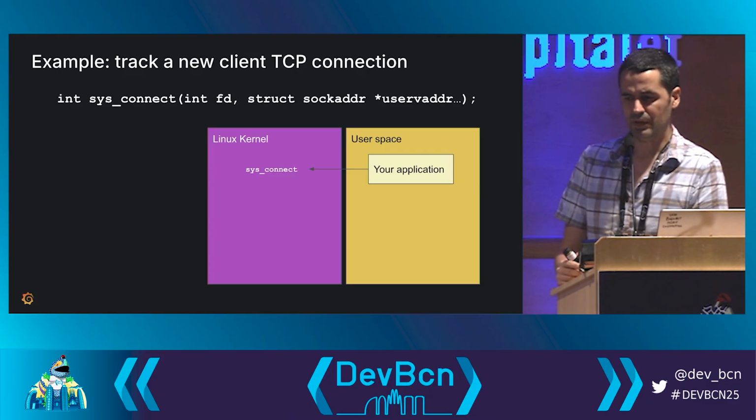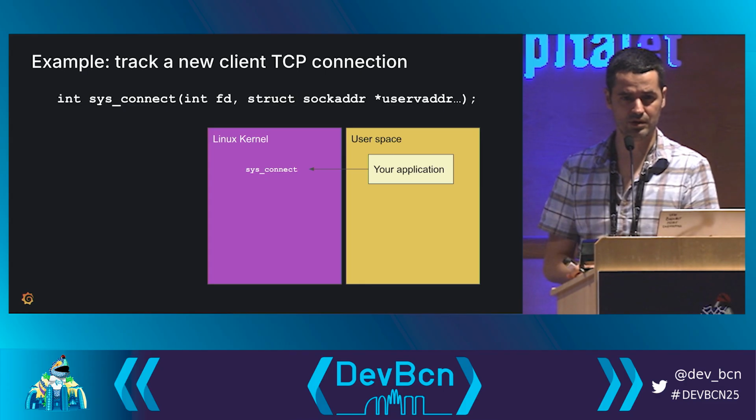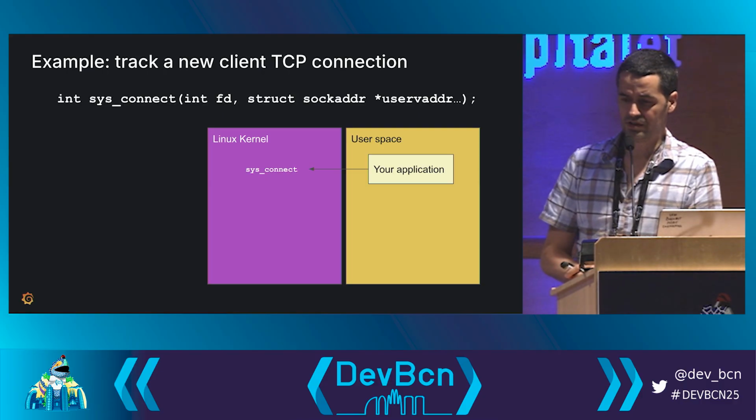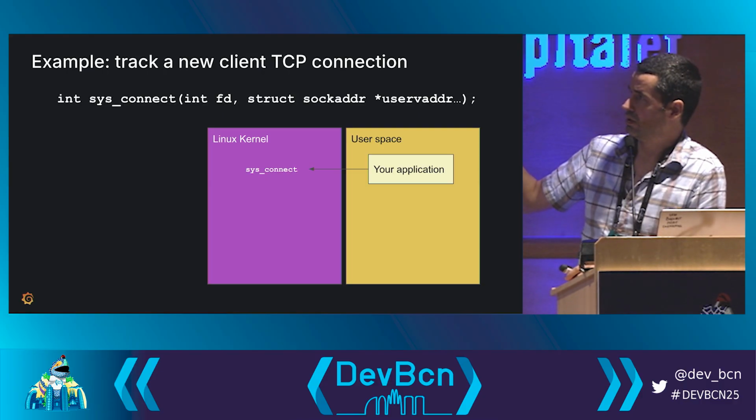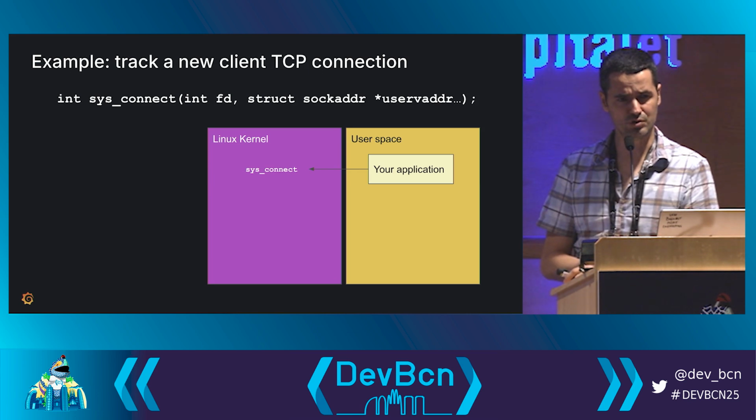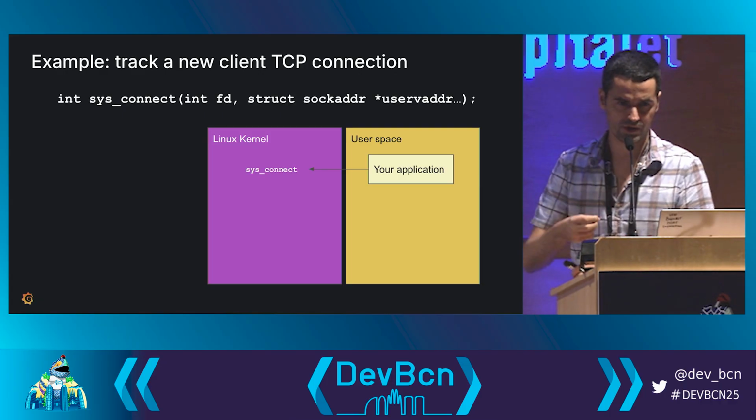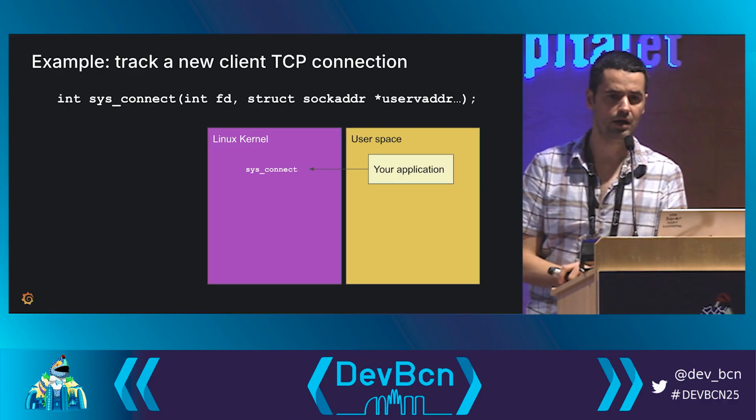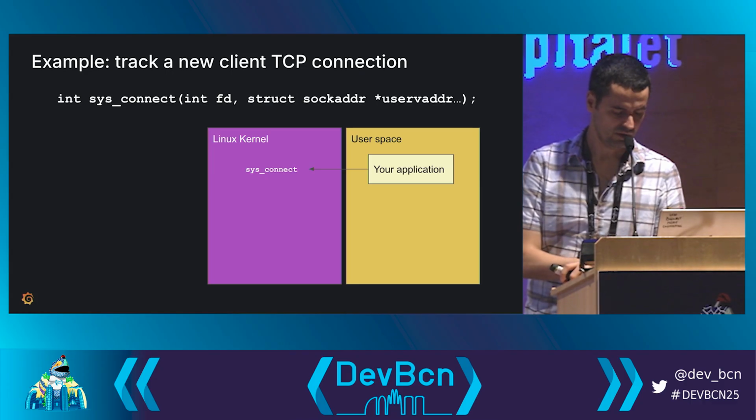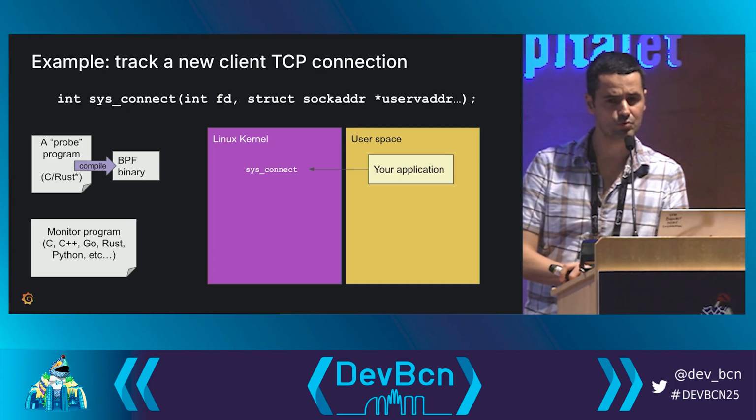For example, imagine we want to track a new TCP connection from your application. When you're in Linux, when your application wants to start a connection, it invokes a function in the kernel named sys_connect. And then this sys_connect will establish the connection and return a handler. If we want to instrument that with eBPF, we need to create two programs.